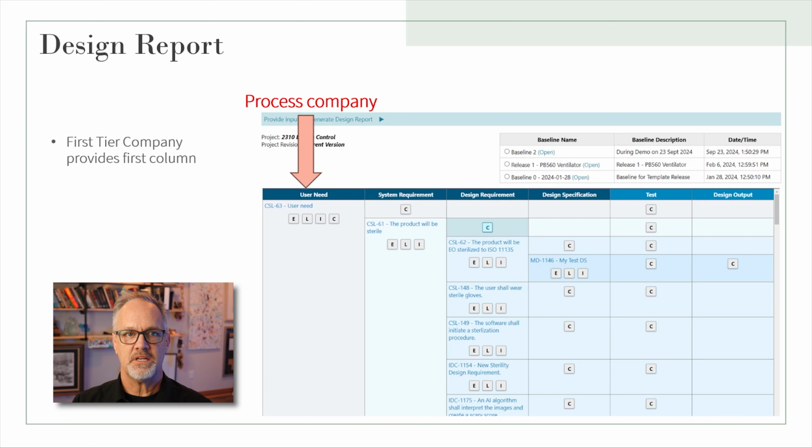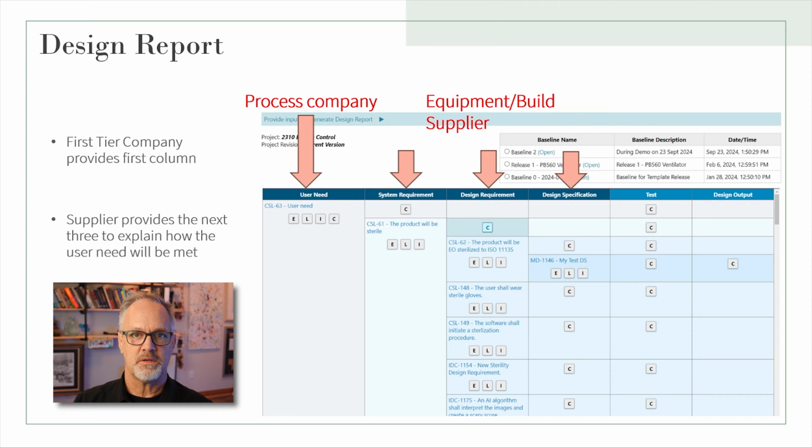So this is just a design report in Polarian to give you a sense of what this kind of reporting looks like. Essentially, we have this first tier company, which is the process companies. They supply the user needs. What is it that this piece of equipment needs to deliver? And then the next three levels are supplied by the equipment and build supplier. So the system design specifications, or physical requirements, those are defined and tested by the equipment supplier, and they're direct satisfactions to the user need.